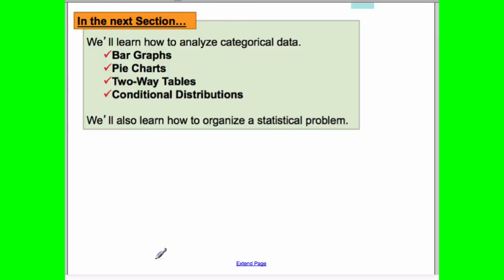In section 1.1, the next video, we will learn about bar graphs, pie charts, two-way tables, and conditional distributions. Thank you for listening, and I hope that helps with the intro section for chapter 1.